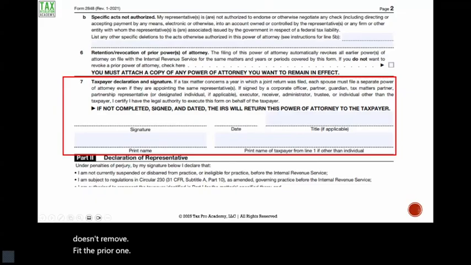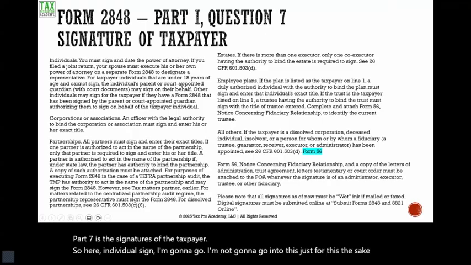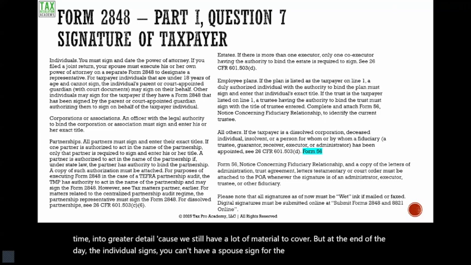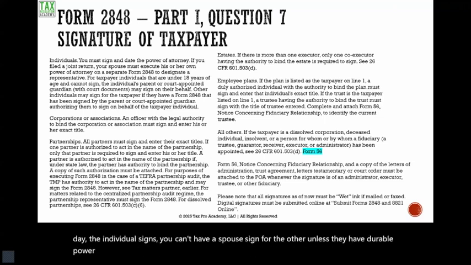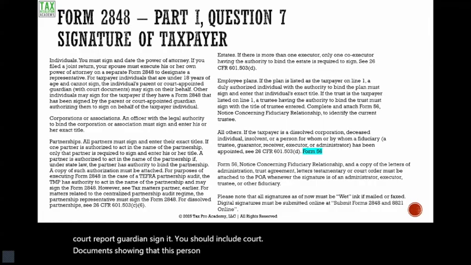Part 7 is the signatures of the taxpayer. So here, individuals sign. I'm not going to go into this in greater detail for the sake of time, because we still have a lot of material to cover. But at the end of the day, the individual signs. You can't have a spouse sign for the other unless they have durable power of attorney. An individual under 18 cannot sign this. They have to have the parent or court-appointed guardian sign it. You should include court documents showing that this person has that authority.